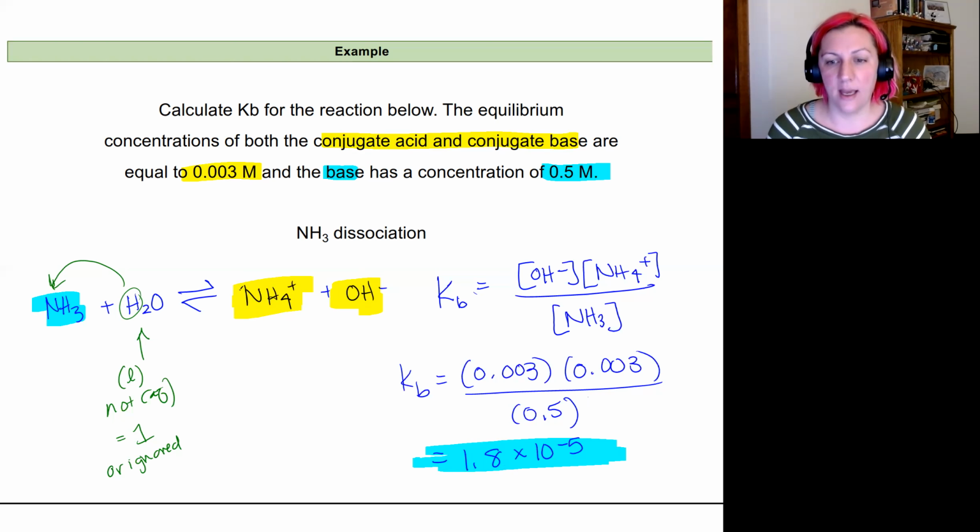And it's a weak base. It's smaller than 1. So it's going to favor reactants, which makes sense because we're told that that has the higher concentration already. So that should kind of confirm our expectations.